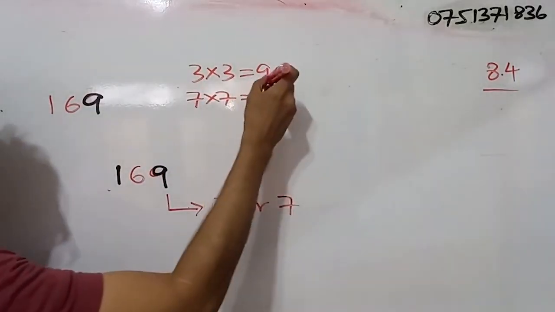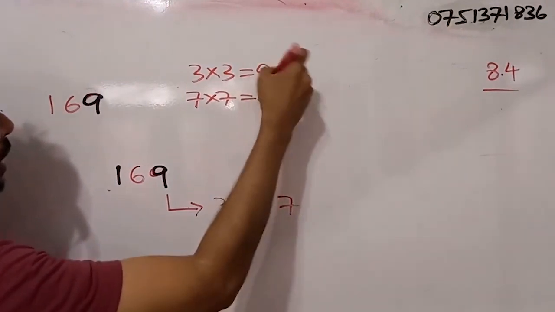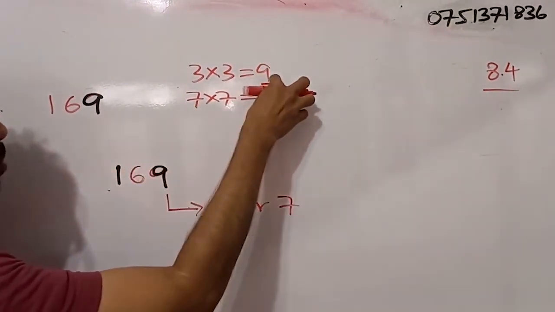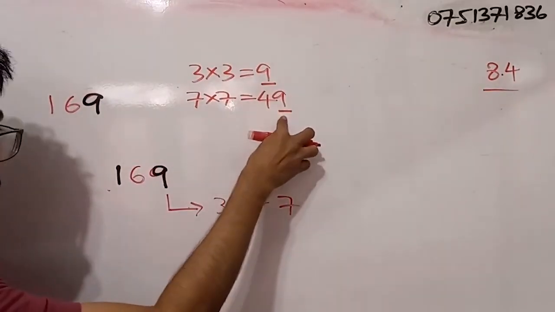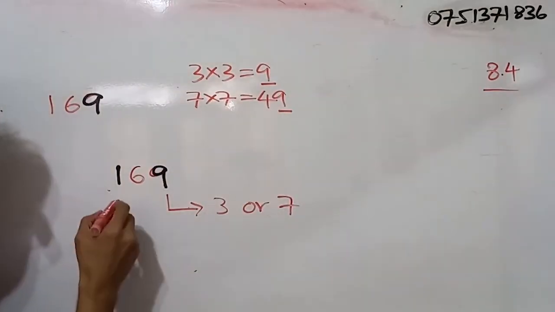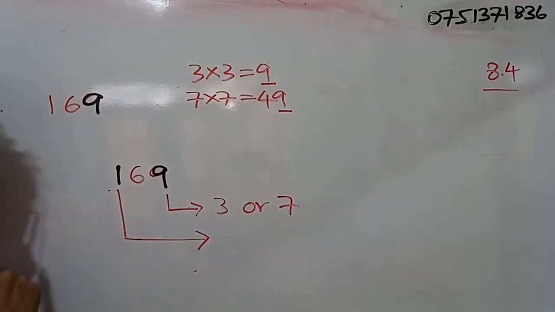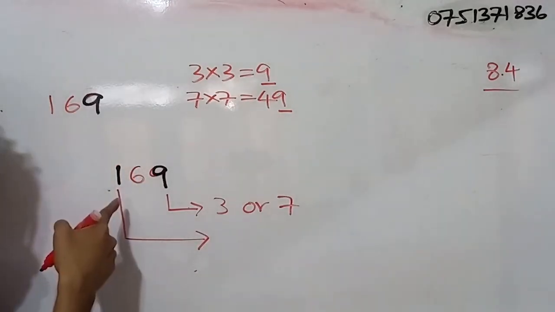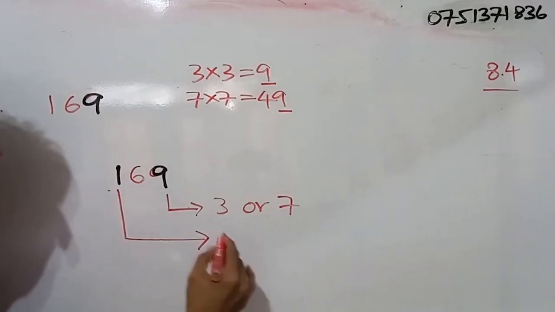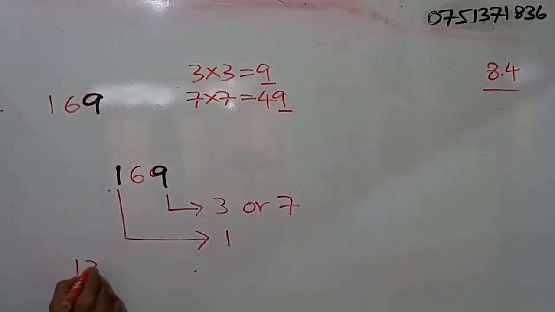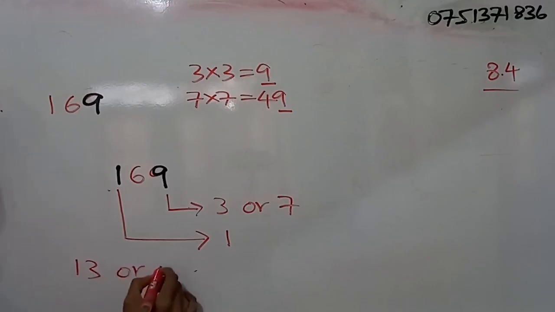If you take a look at the outcome, here the digit on the ones place is 9. Here also the digit on the ones place is 9. Then we focus on this number, which is 1. So we have to think about the square root of 1, which is 1. Then what can be the number? It can either be 13 or it can be 17.